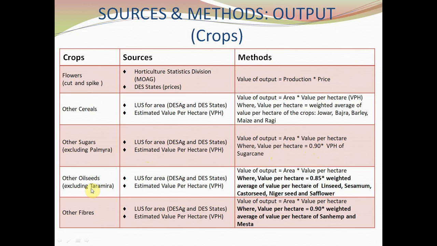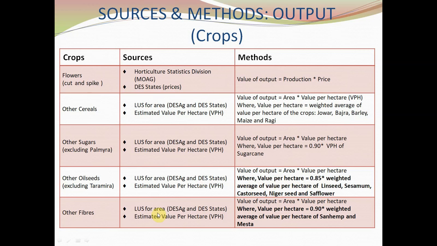In case of other oilseeds, Taramira is excluded and LUS source is the same for area. Estimated value per hectare is taken into consideration, where value per hectare is calculated as 85% of weighted average of value per hectare of linseed, sesamum, castor seed, niger seed and safflower. For these 5 crops we are taking weighted average value per hectare and of that value 85% will be value per hectare for other oilseeds.